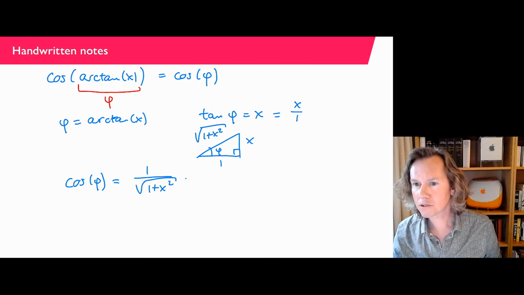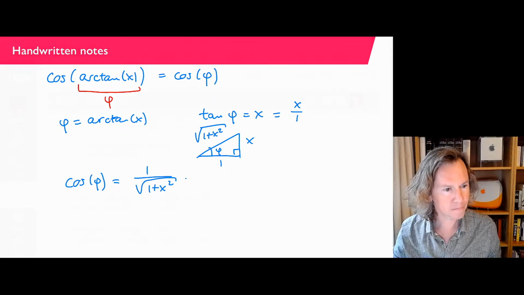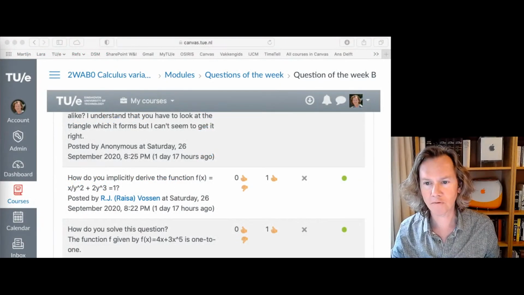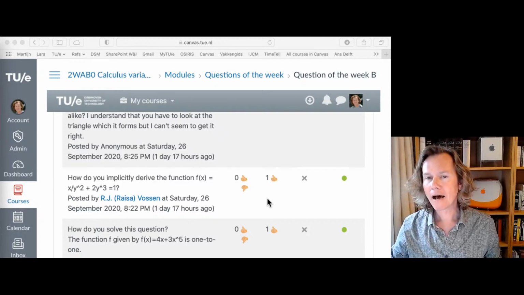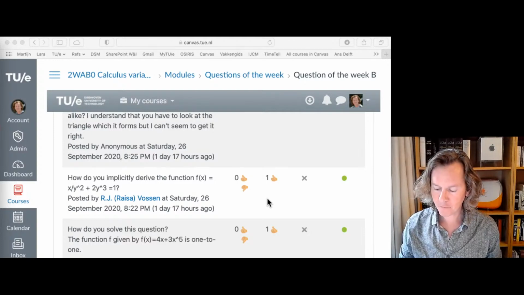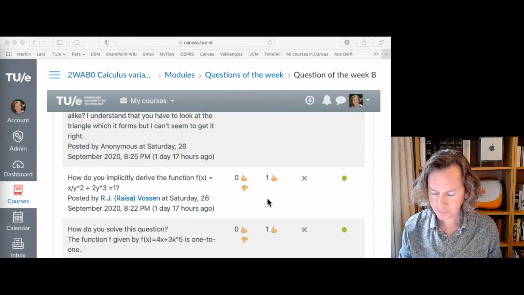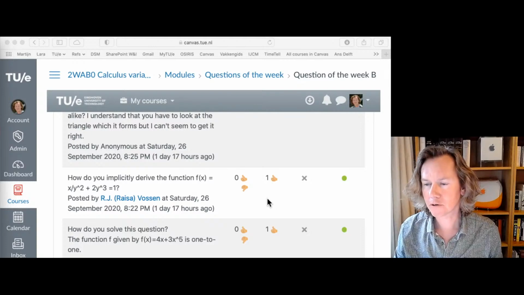So here it says how... Oh, sorry. I'll switch to this screen again. Then you see the same thing as I do. So it says here, how do you implicitly derive the function? And then I have a bit of trouble with the notation here, because what it says here is the function f(x) is, and then a complicated expression.